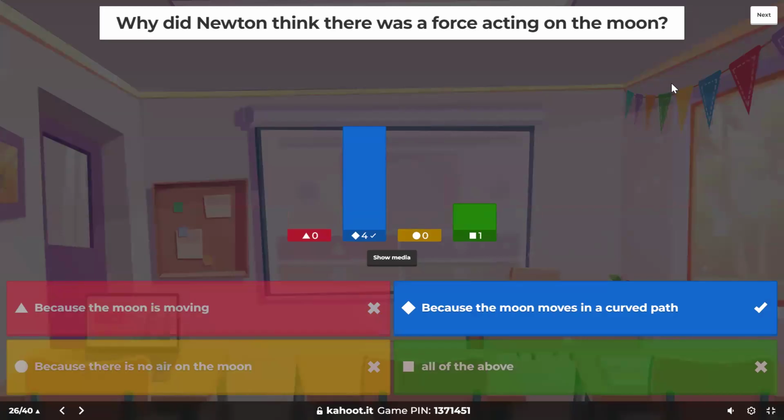Yeah, because the moon follows a curved path, right? So Newton said that forces cause what? Starts with an A. Accelerations. Yeah, if there's a net force, there's going to be an acceleration. And you guys know two categories of acceleration. There's linear acceleration, if someone's speeding up, slowing down. There's also centripetal acceleration if something's on a curved path.